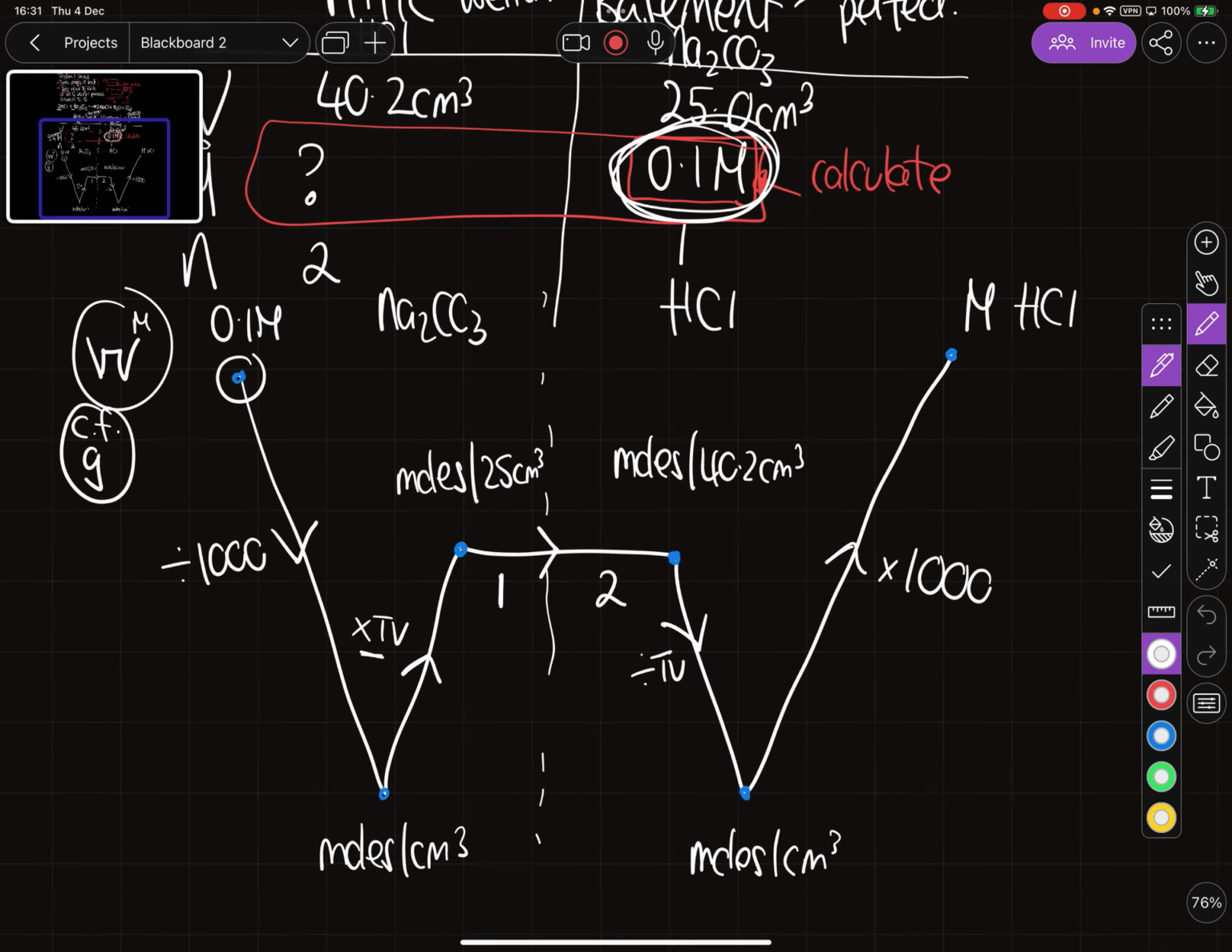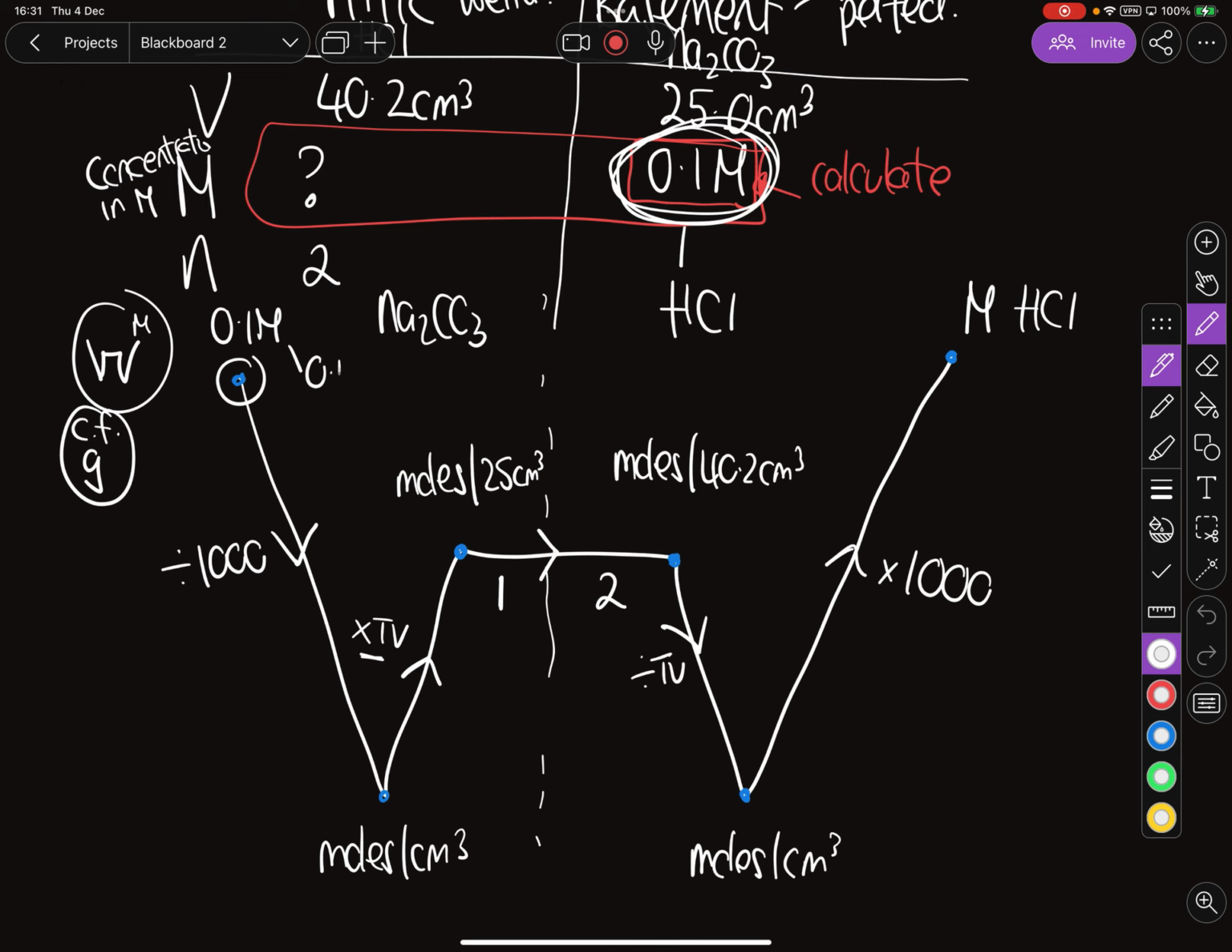So we take 0.1, and I would always recommend that you expand this. So it's 0.1 moles in 1,000. You just said I'm going down to what's in moles in 1 centimeter cubed. So I'm going to divide my 0.1 by 1,000. That's the piece of maths I'm doing here. And the answer to that comes out at 1.1 by 10 to the minus 4.